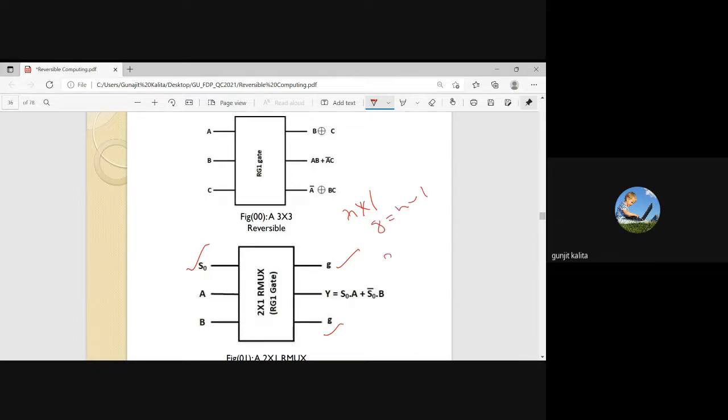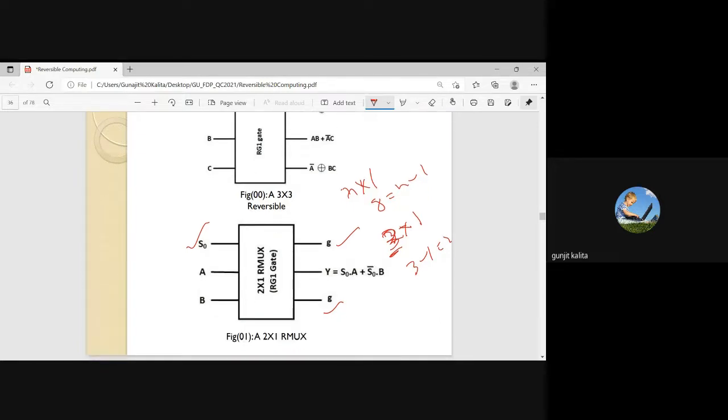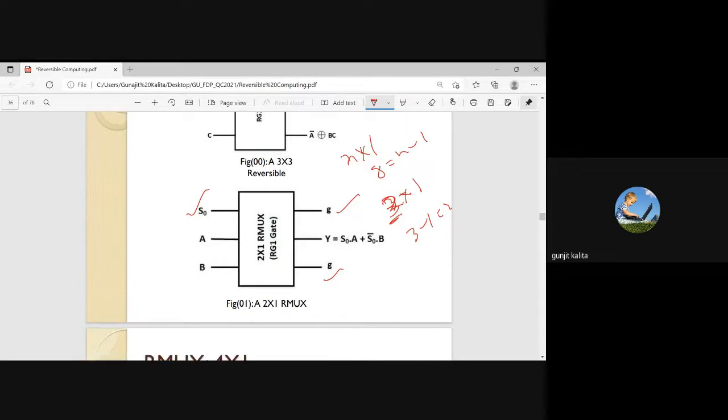So it is 2 to 1. Right? Basically, it is the number of input lines actually. You know? So then what? The number of input lines we are telling. So 3 minus 1, that is 2 garbage. And this particular gate can be converted into a 2 to 1 multiplexer like this. Alright? Depending on the value of 0, it will choose either A or B.